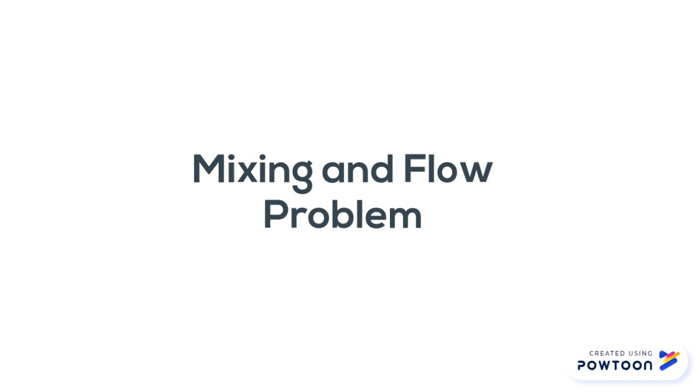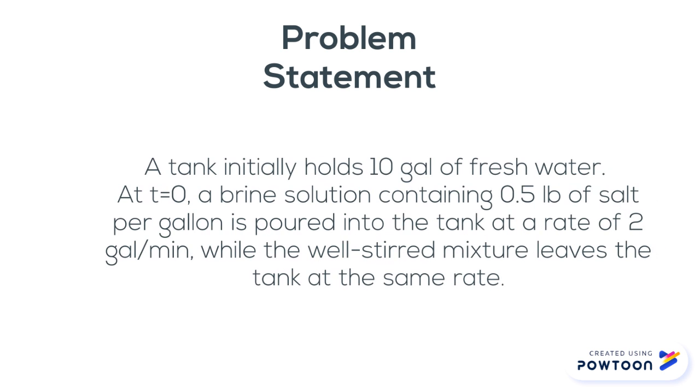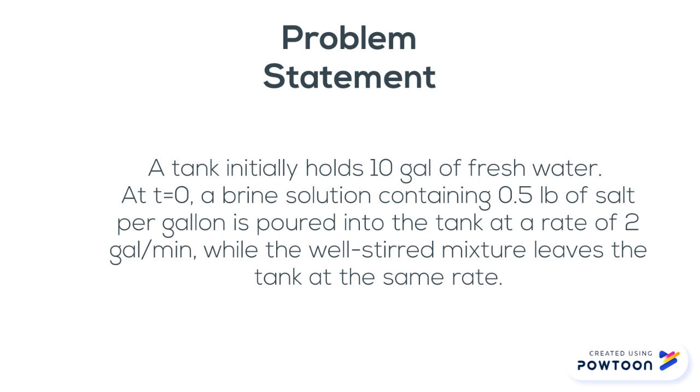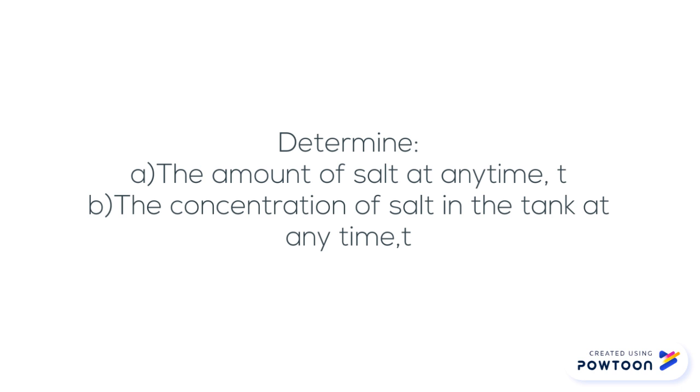Mixing and flow problem. Problem statement. A tank initially holds 10 gallons of fresh water. At t equals 0, a brine solution containing 0.5 pound of salt per gallon is poured into the tank at a rate of 2 gallons per minute, while the well-stirred mixture leaves the tank at the same rate. From the parameters given, determine A, the amount of salt at any time t, and B, the concentration of salt in the tank at any time t.